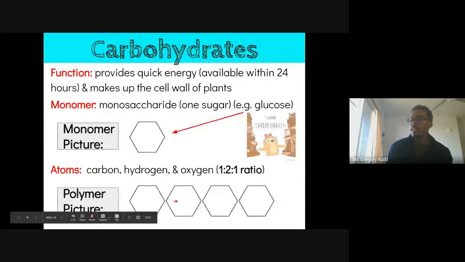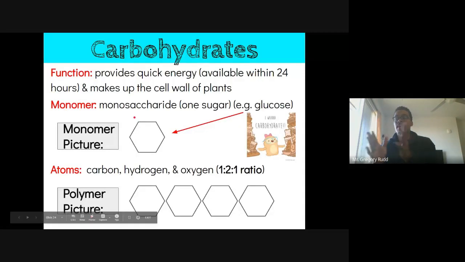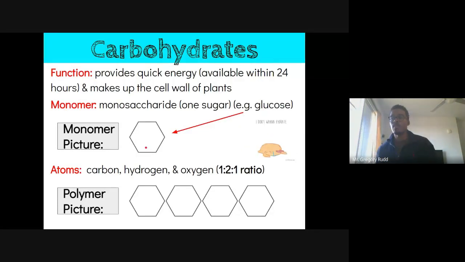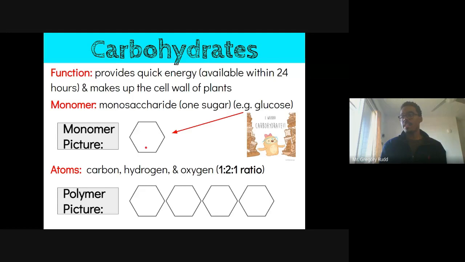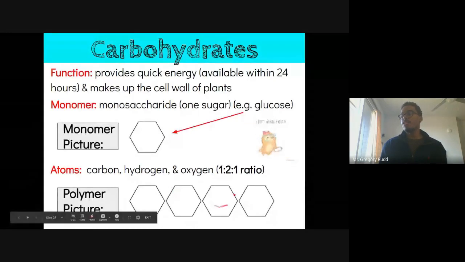A polymer looks like this, right? If this is a monomer, then a polymer is literally just this same thing, but copied and chained next to one another. So we're just chaining these glucose molecules, these monosaccharides together. And in doing so, we create a polysaccharide. So several different monosaccharides linked together. It's called a polysaccharide.